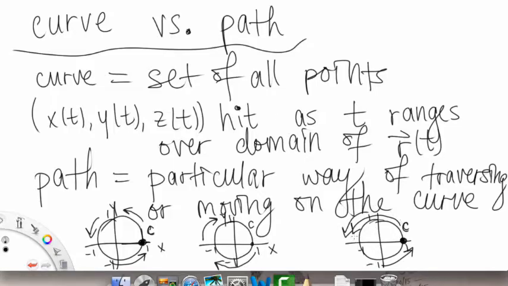So this last example demonstrates how, due to a certain path, it might even repeat over itself, like trace the same curve twice, 3 times, or even more. Okay? So that's pretty much it for curve versus path. Now we'll move on to projecting onto planes.